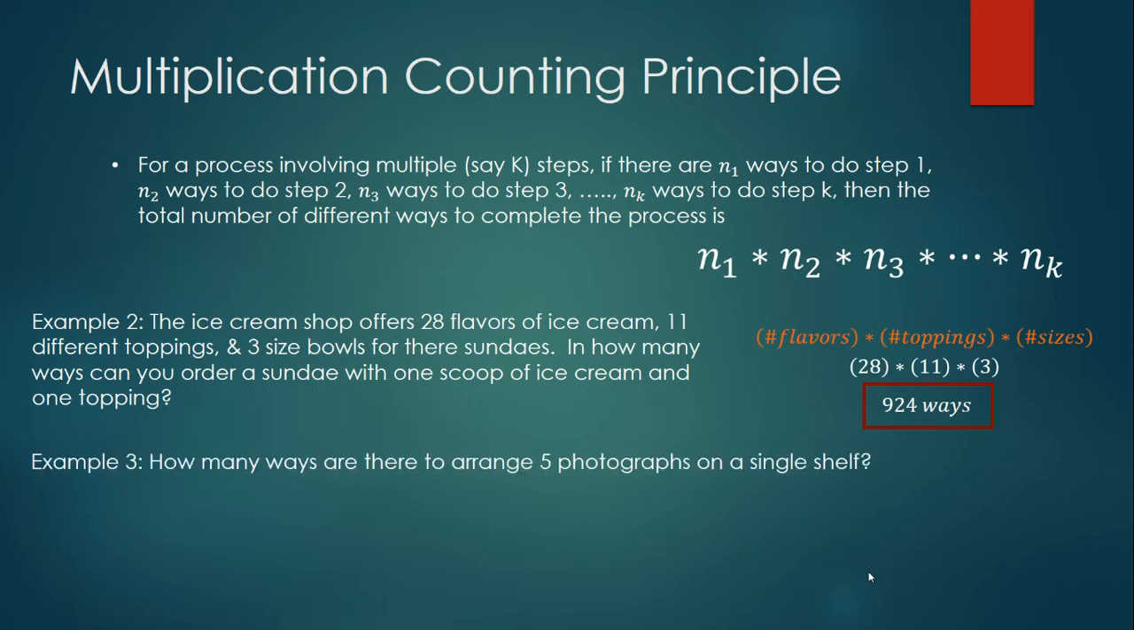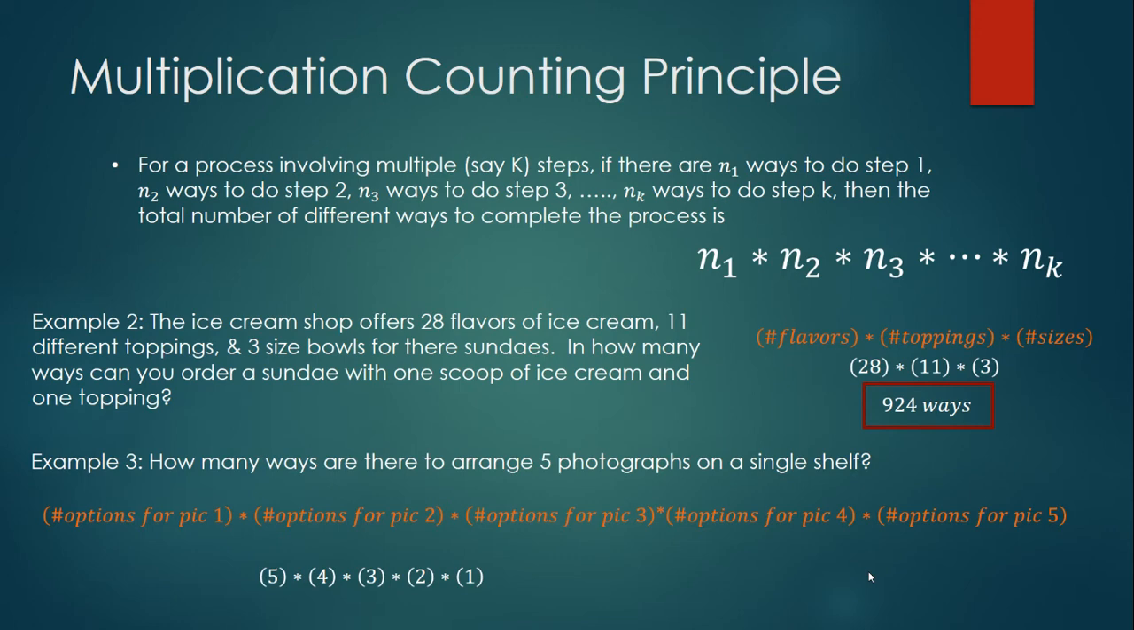How many ways are there to arrange 5 photographs on a single shelf? So options for picture 1 times options for picture 2 times the number of options for picture 3 times the number of options for picture 4 times the number of options for picture 5. So there's 5 pictures. For the first picture, there's 5 different pictures that I can choose from. Once I put that picture on the shelf, I only have 4 options left for picture 2. And then I've got 2 pictures on the shelf, so then I only have 3 options for picture 3, and so on and so forth. This would be 5 factorial, which is 120 ways to arrange the photographs.